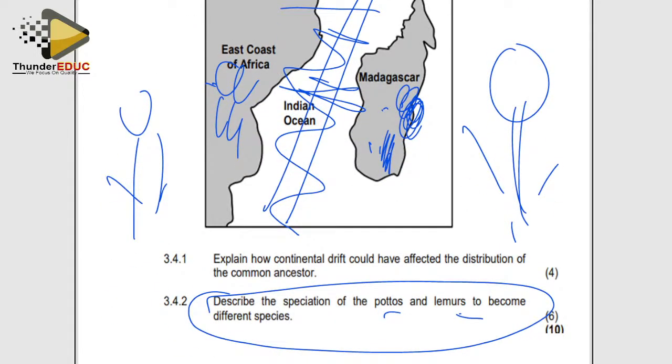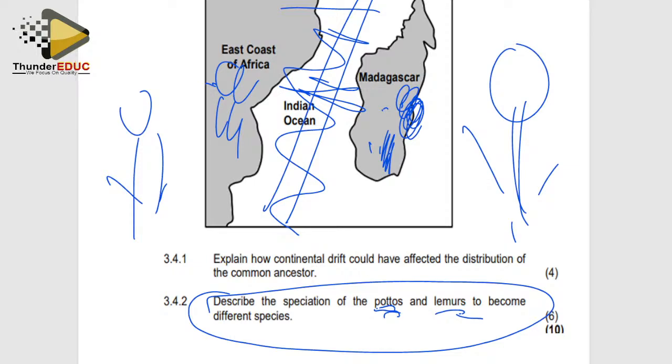Therefore, you tell us that it formed new species of pottos and lemurs. You have to mention the species they have asked you about. You understand? Then they form new species of pottos and lemurs.